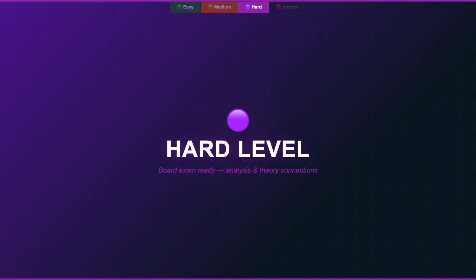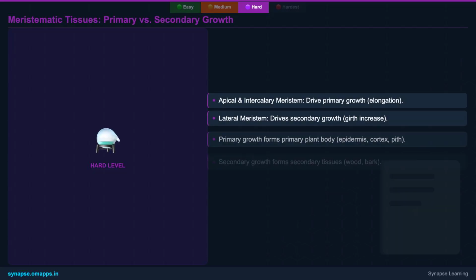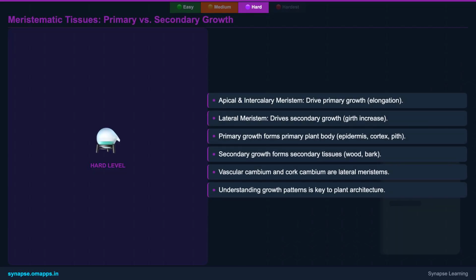Now, let's challenge ourselves further and explore the hard-level concepts of plant tissues. At the hard level, we analyze the critical distinction between primary and secondary growth, driven by different meristems. Apical and intercalary meristems are the engines of primary growth, responsible for the plant's elongation and the formation of its primary body. In contrast, lateral meristems, specifically the vascular and cork cambia, are the architects of secondary growth.